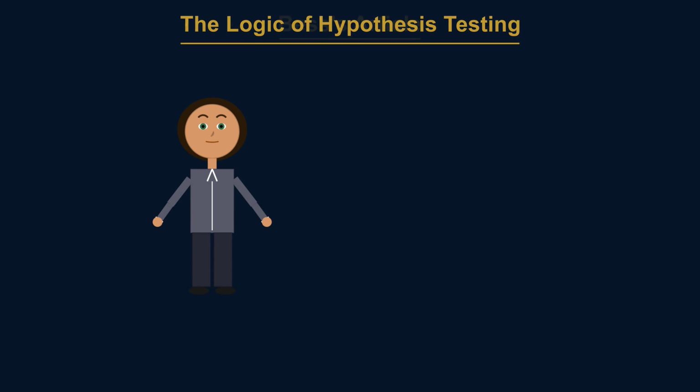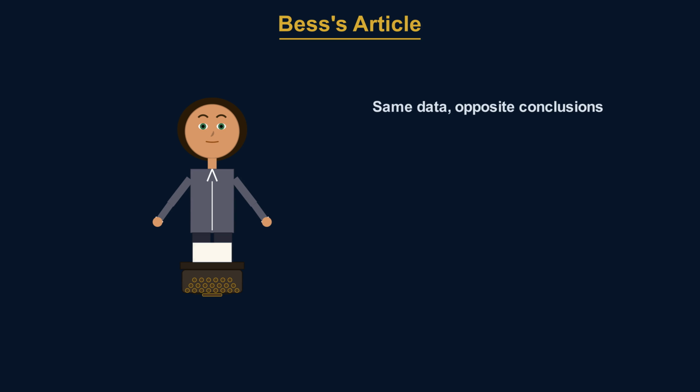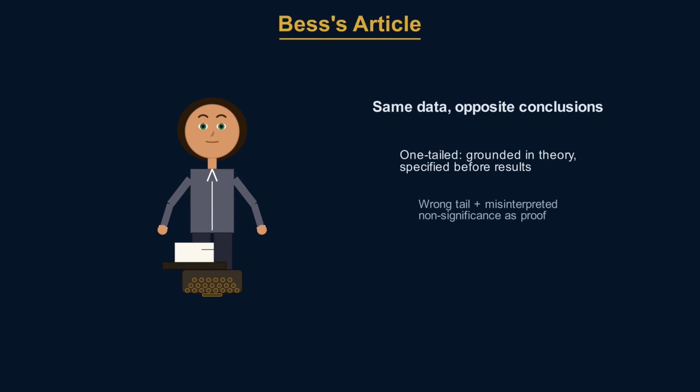In her article, Bess explains this to her readers. The controversy was never about the data. Both teams had the same numbers. The first team was the one, however, that set up their test correctly. It was a directional prediction grounded in theory, specified before they even looked at the results, while the second team used the wrong tail and then misread what their own measurement result meant.